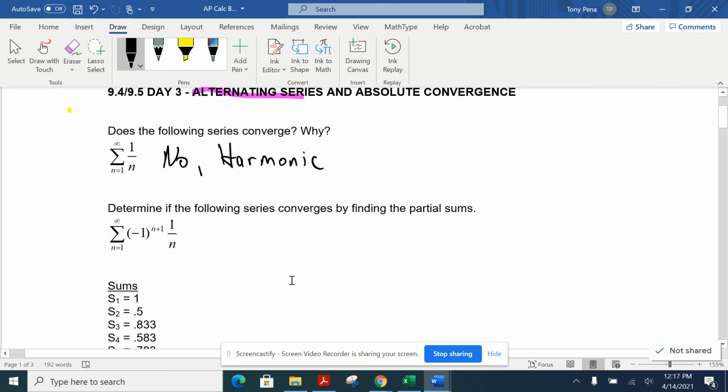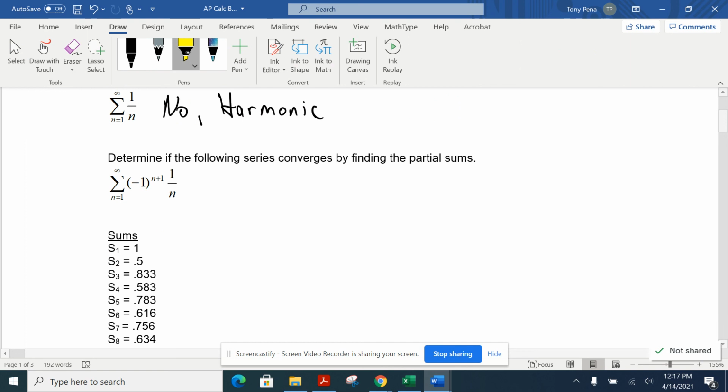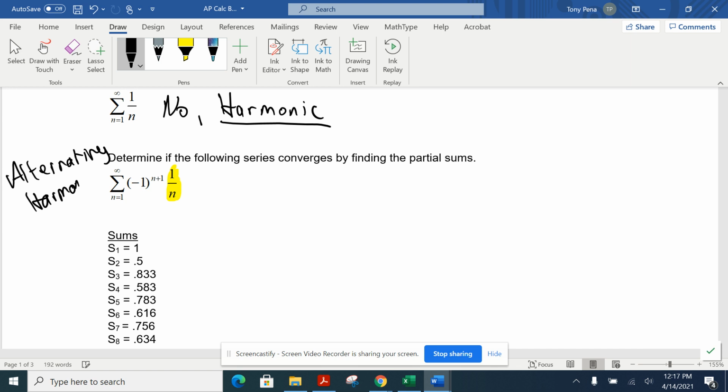All right, if I go to the next one though, notice how this is still the harmonic series, but it's going to be alternating. So while this is the harmonic series, this is also a well-known series, and we would just say that this is the alternating harmonic series. So let's write out these first few terms.